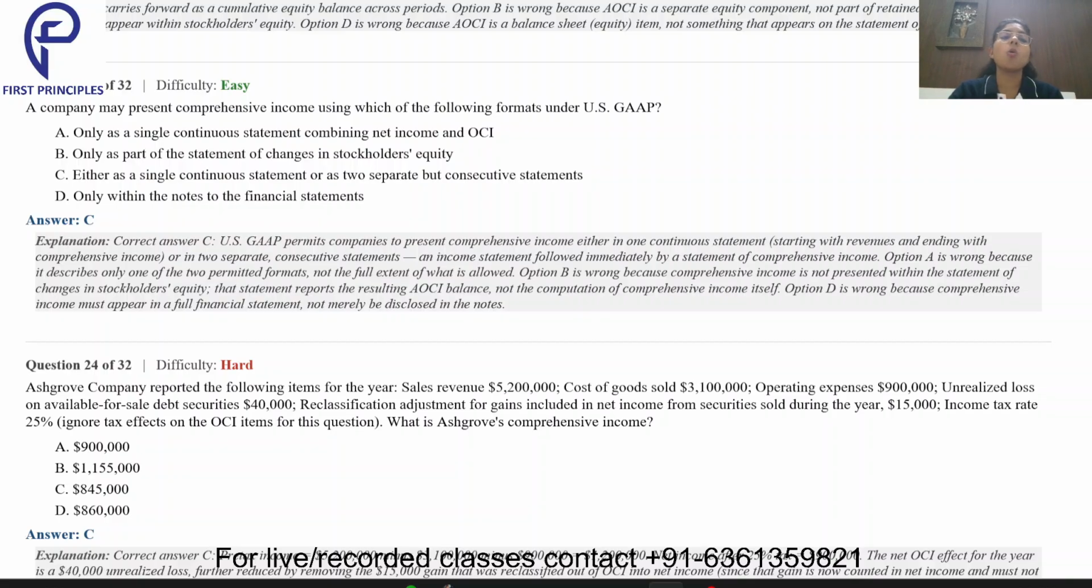Then option D, only within notes to financial statements. Is this correct? Yes, this is the correct option. Why? Sorry, no, this is not the correct option. Only option C is correct, because we do not show comprehensive income under the notes to financial statements.